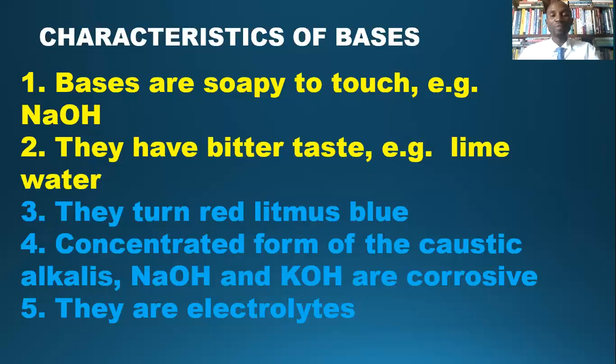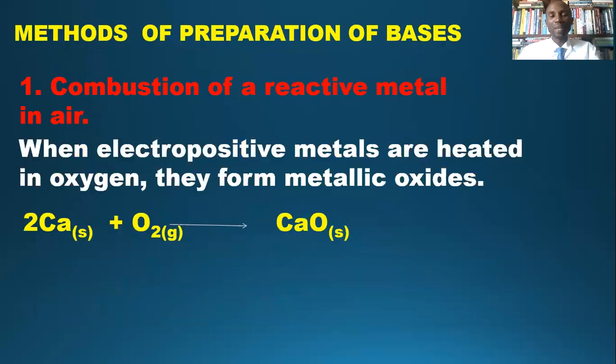We will be looking at how bases can be prepared. Number one is combustion of reactive metals in air. We said that a base is an oxide of a metal, so when a metal burns in air, it produces a base. For example, calcium burns in air to produce calcium oxide, and that is a base.